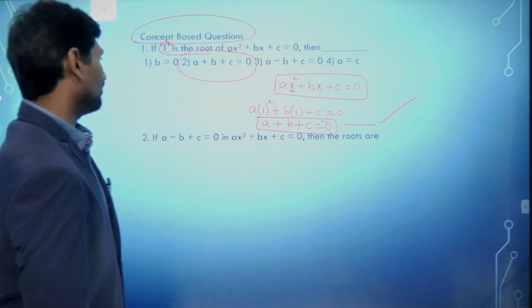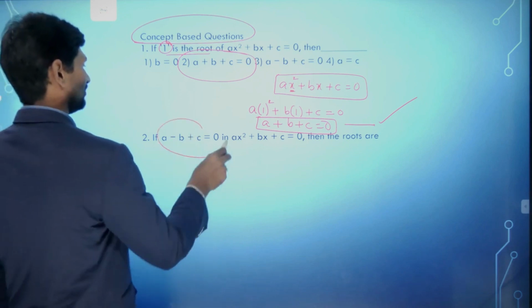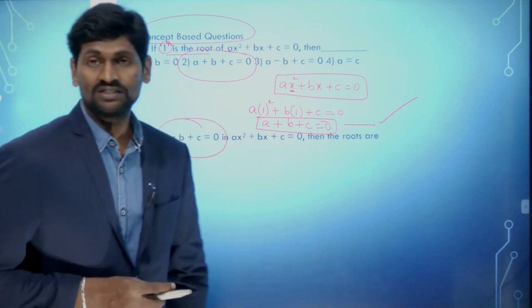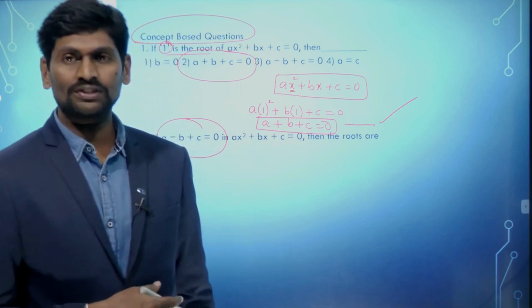Right. Second one. What is the second condition? A minus b plus c equal to 0. Now tell me, what are the roots?